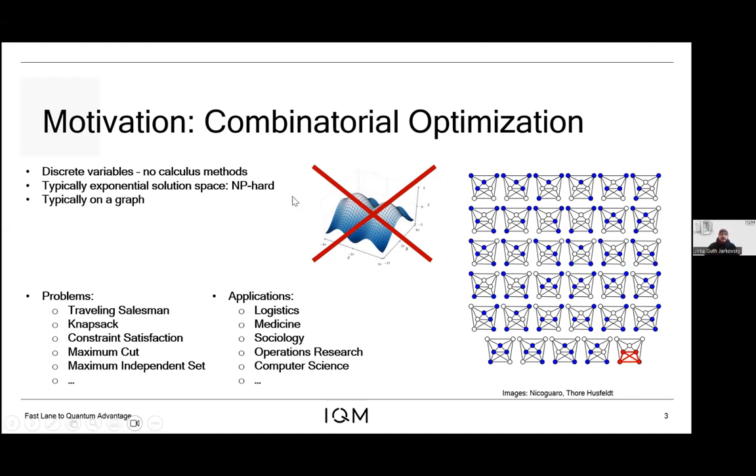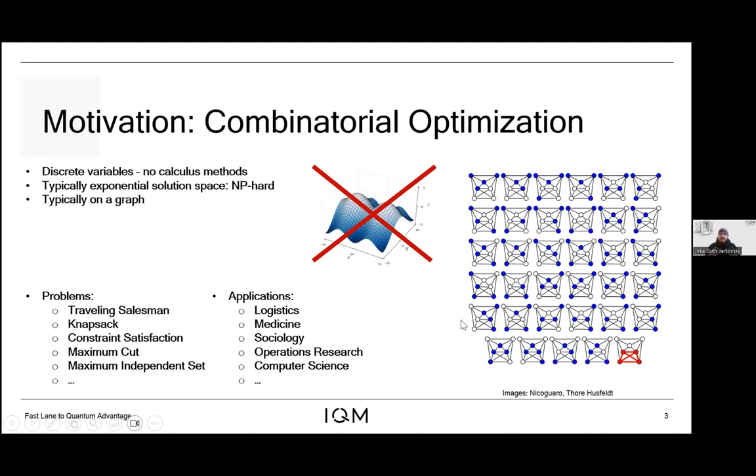In these kinds of problems, the variables that we work with are always discrete, or at least mostly discrete. And because of the different values for the different variables, we have a very large solution space. And so these problems are typically NP-hard, classically. Also very often they are graph problems, as you can see here on the right.